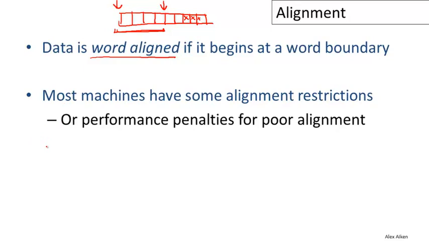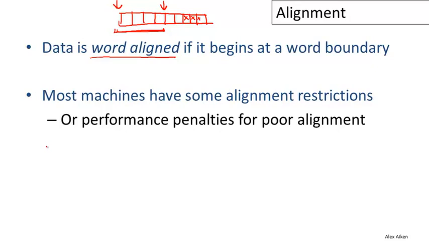And the important issue is that most machines have some alignment restrictions, and these restrictions come in one of 2 forms. On some machines, if the data is not properly aligned, meaning that you try to reference data that isn't aligned the way the machine requires, then the machine may just fail to execute that instruction. Your program may hang, or even the machine may hang, but the important thing is that the program will not execute correctly. So it's incorrect to not have the data aligned properly.